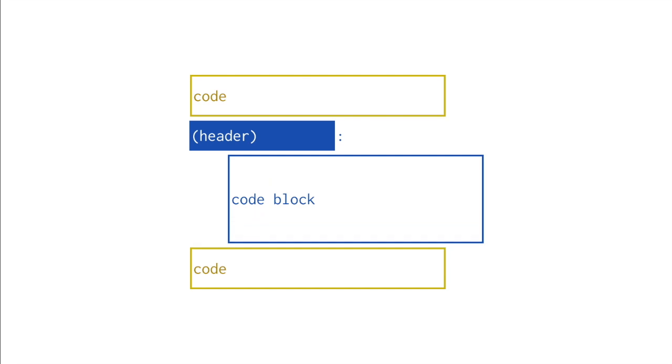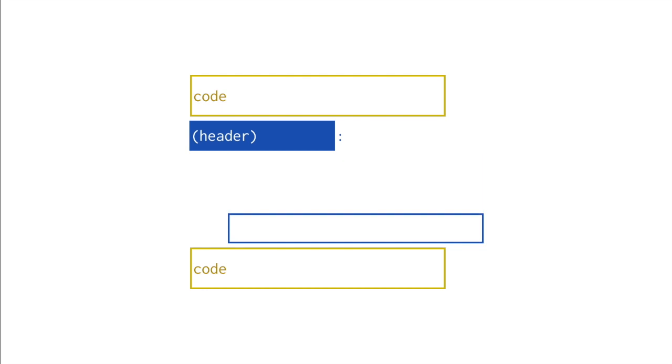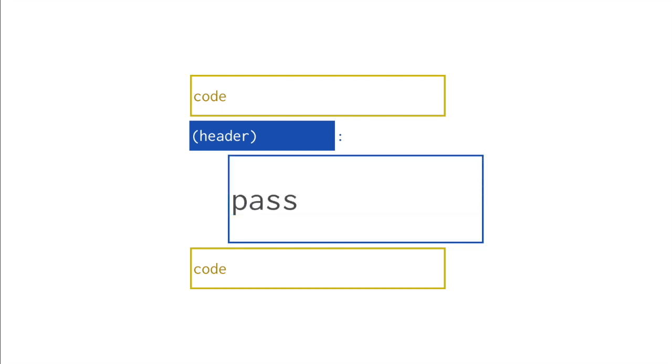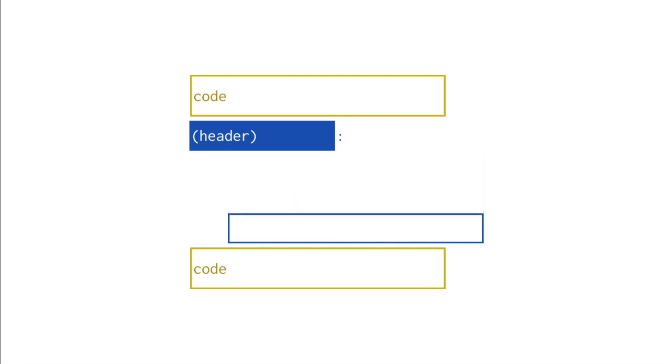If we don't actually want to do anything in our code block, then Python has this special statement called pass. And when we put pass inside of a code block, then pass does nothing, but it's typically used as a placeholder for when we want to fill in a block later on.